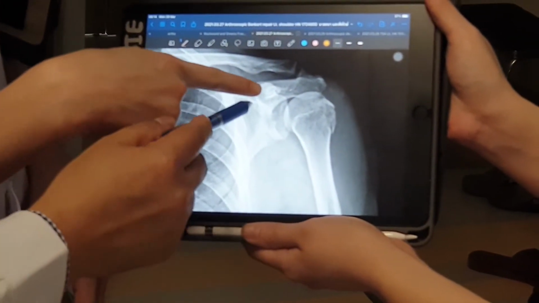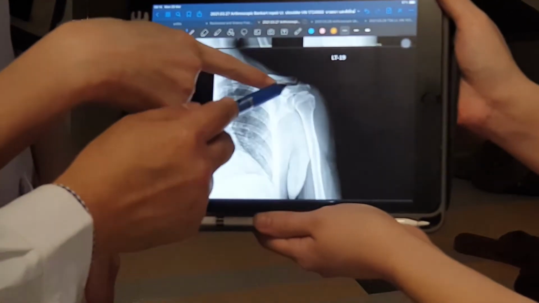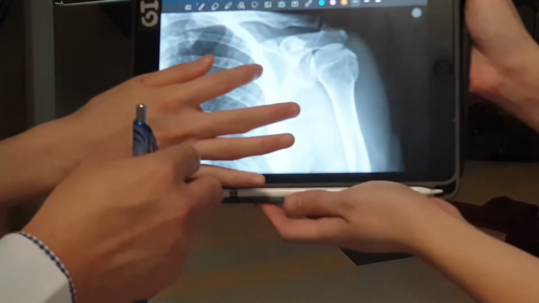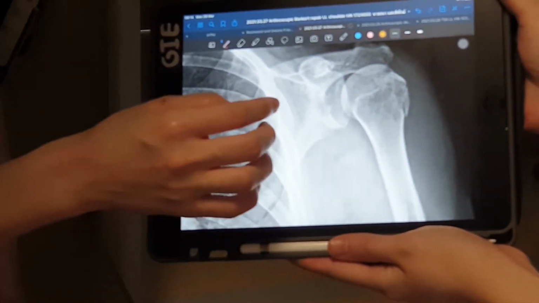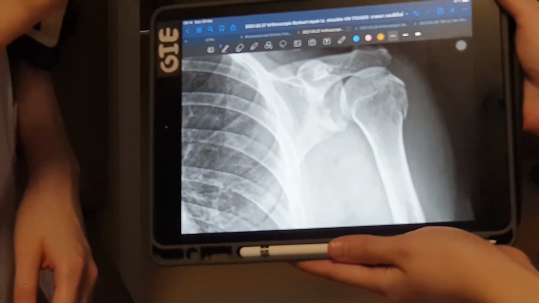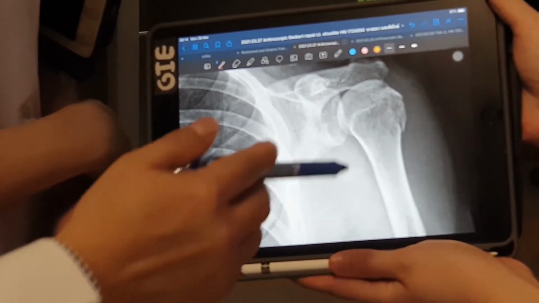That is the coracoid process. Like the coracoid process behind. Yeah, I think that's all I see. Okay, so the tuberosity is still good.